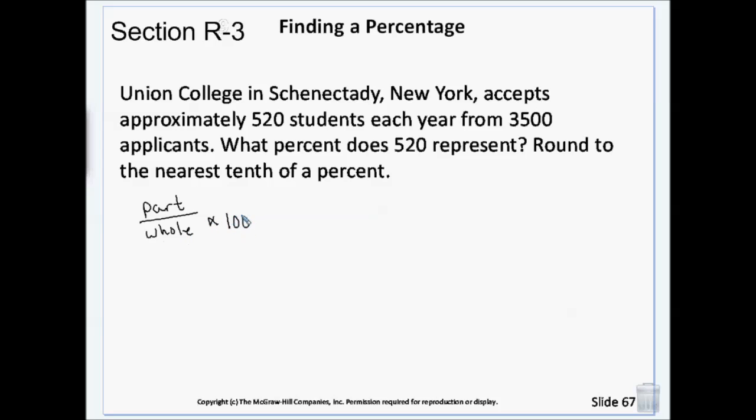To find a percent, you take the part, you divide it by the whole, and you multiply it by 100. Or move the decimal 2 places. This is the technical formula, part divided by whole times 100, but it's the same thing as part divided by whole then move 2 places.